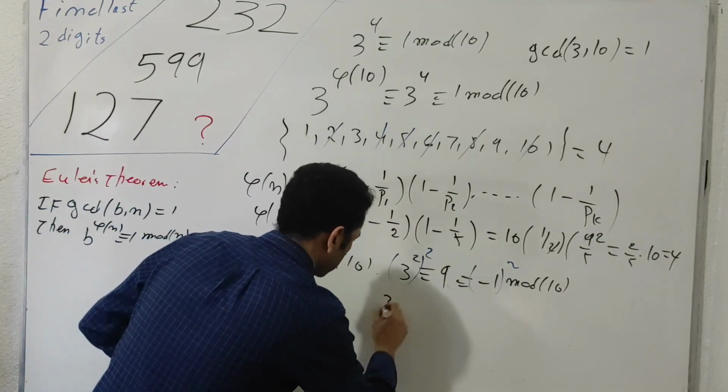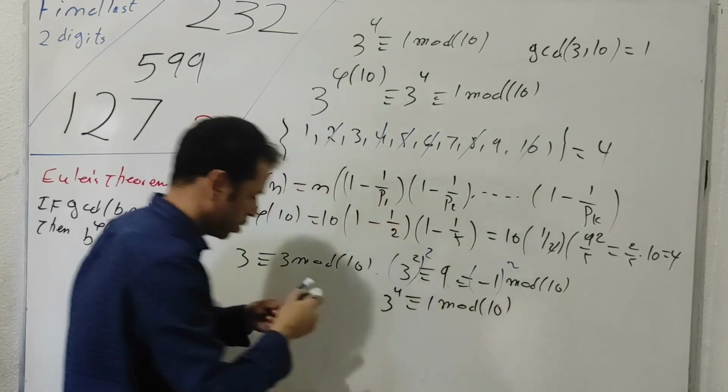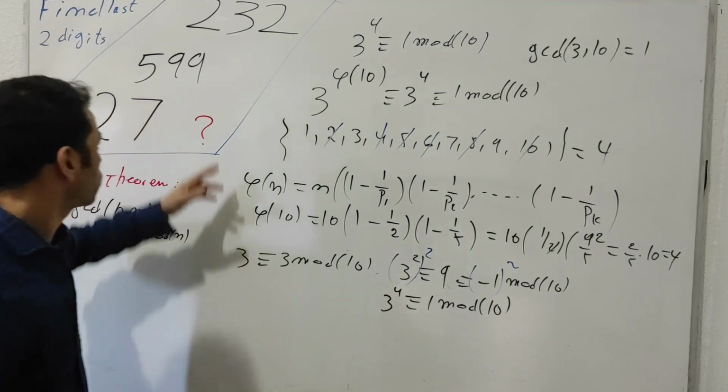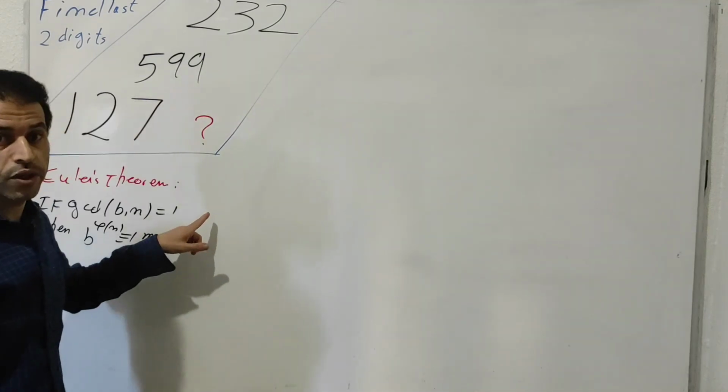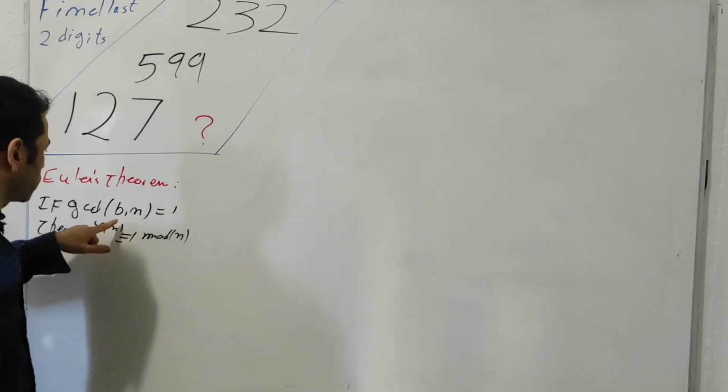I will get 3 to the 4th is congruent to 1 mod 10. So I found the same result. Okay, now I'm going to raise this board and start with our problem. Before you apply this theorem, you have to make sure the GCD of B and N equals 1.